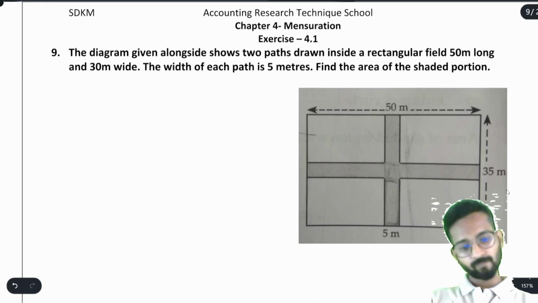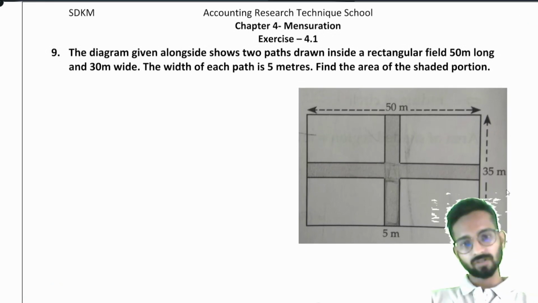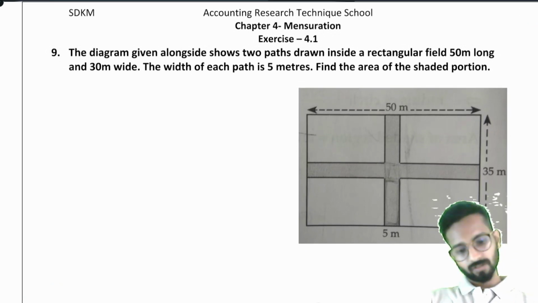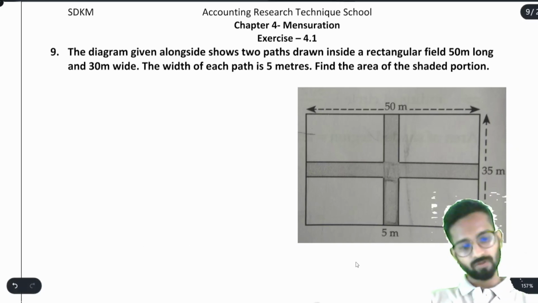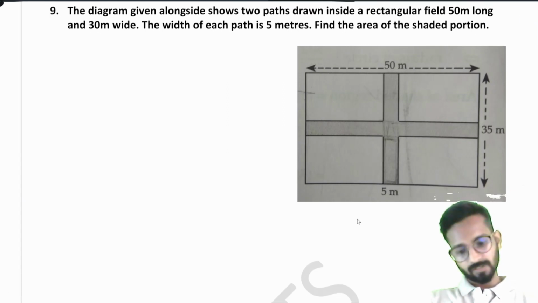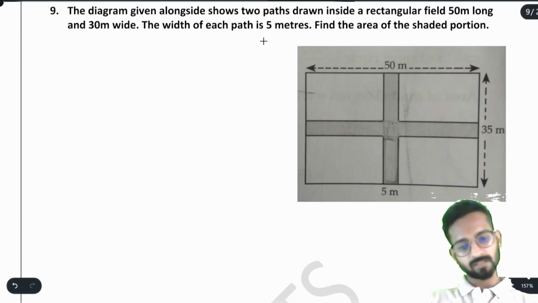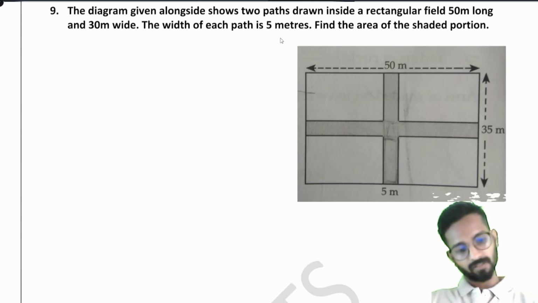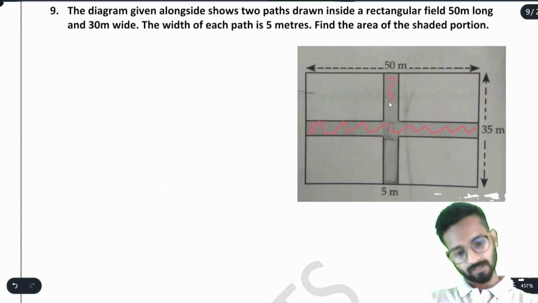See. The diagram given alongside shows two paths drawn inside a rectangular field 50 meter long and 30 meter wide. Okay. Now it says the width of each path is 5 meters. Okay. Find the area of the shaded portion. Which is the shaded portion? See, this is our shaded portion. This and this. Simple enough.